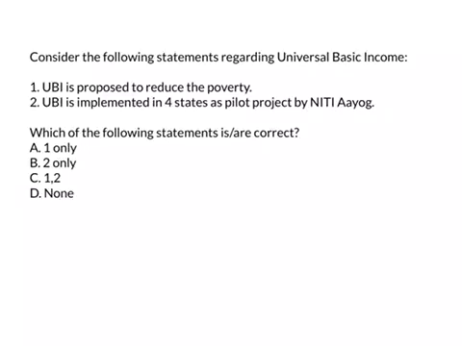The second question is, consider the following statements regarding universal basic income. Universal basic income is proposed to reduce poverty. Yes, this statement is correct. Universal basic income is implemented in 4 states as a pilot project by Niti Aayog. This statement is wrong because it is not yet implemented in any part of India. So the correct answer is only 1.